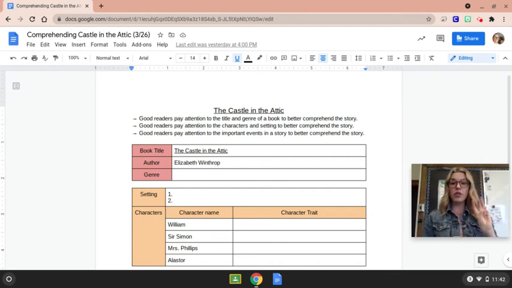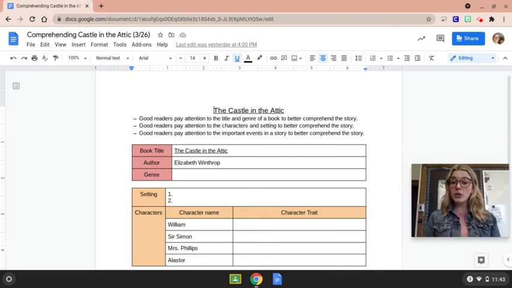So we have three different objectives that we're focusing on today for your lesson. So one, good readers pay attention to the title and genre of a book to better comprehend or understand the story. Good readers pay attention to the characters and setting to better understand the story. And good readers pay attention to the important events in the story to better understand it.